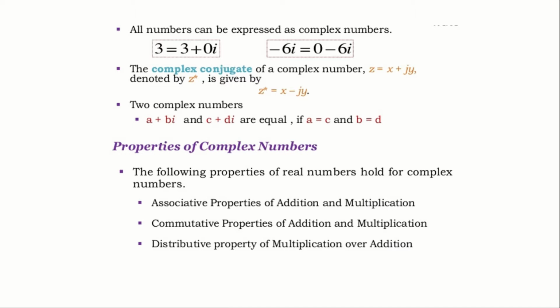Let us know about the properties of complex numbers. The following properties of real numbers hold good for complex numbers also. That is, associative properties of addition and multiplication, commutative properties of addition and multiplication, distributive property of multiplication over addition. So these are the properties which come under complex numbers.